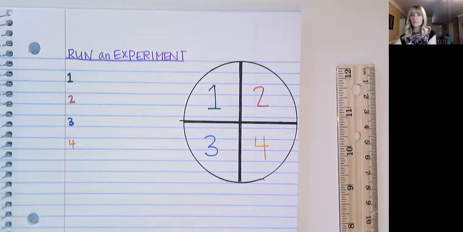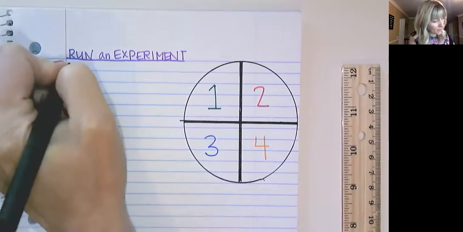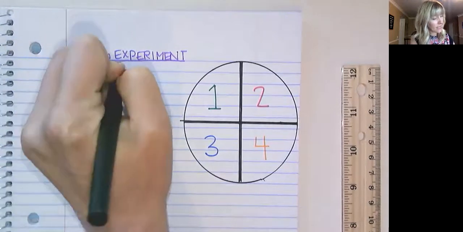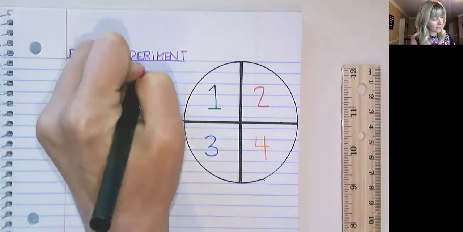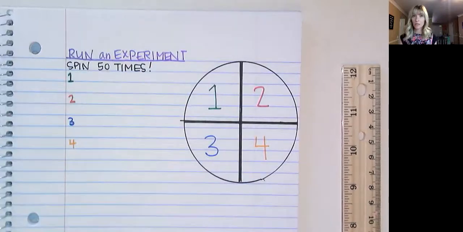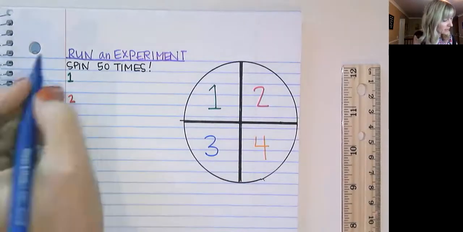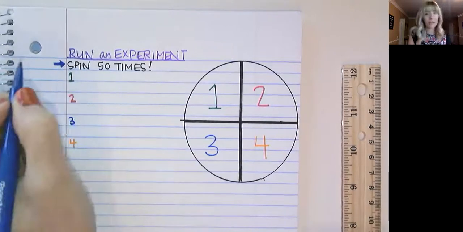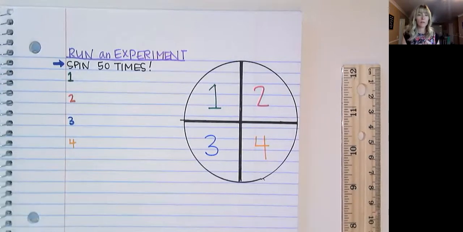Now to tell you what we're gonna do with this, I'm gonna write up here that I'm going to spin 50 times. Yes, you heard me correctly. I said 50 times. I'm going to spin the spinner 50 times. This is my actual experiment. It's called an experiment because I'm actually physically doing something here. I'm going to spin the spinner.